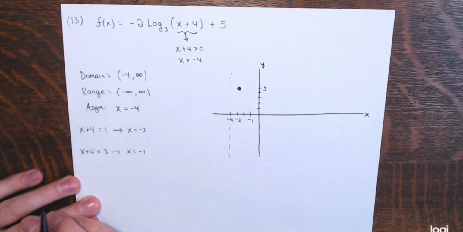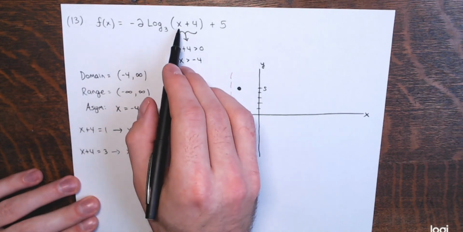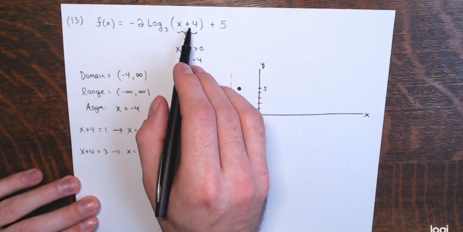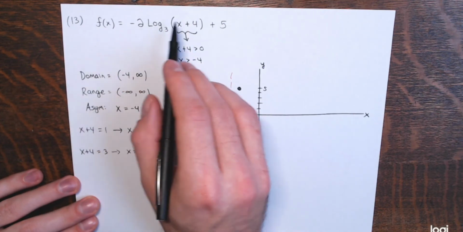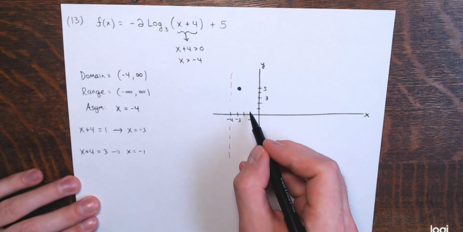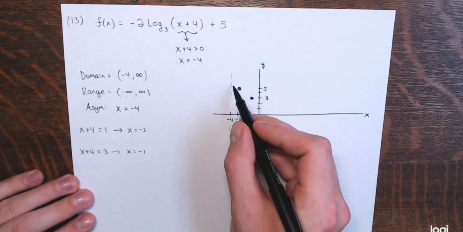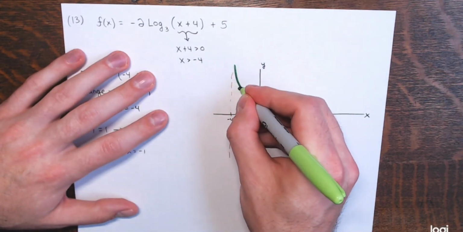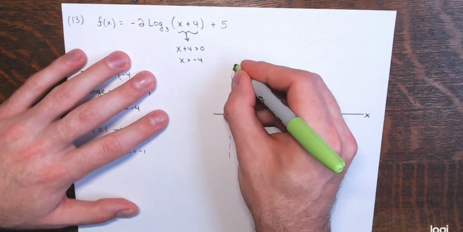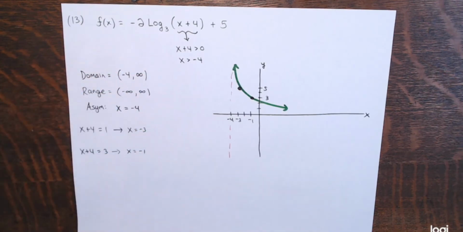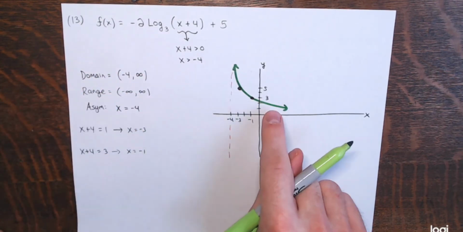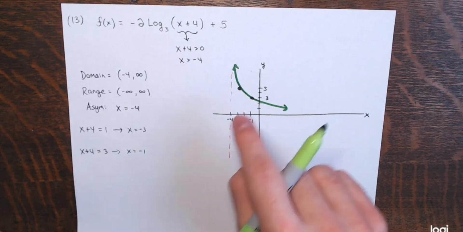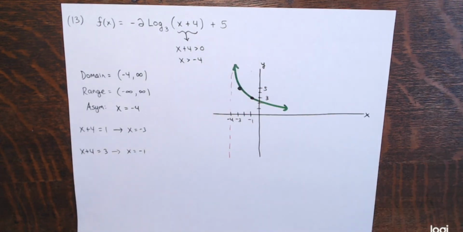So negative 3, 5 would be on the graph. And then when I plug in negative 1 for x, negative 1 plus 4 is 3, the log base 3 of 3 is 1, 1 times negative 2 is negative 2, plus 5 is 3. So negative 1, 3 is on the graph. So clearly we have a decreasing function with this asymptote at x equals negative 4. So the graph should look something like this. Now it eventually will hit the x-axis. It's going down forever, and it's going up forever, to the right of that asymptote, but not actually touching the asymptote.